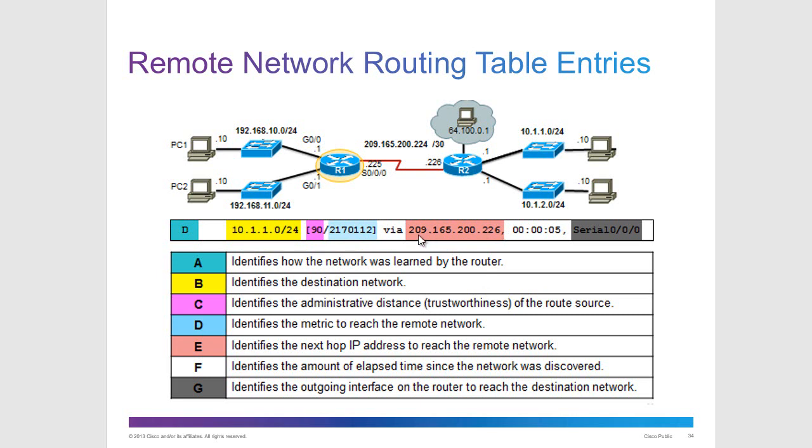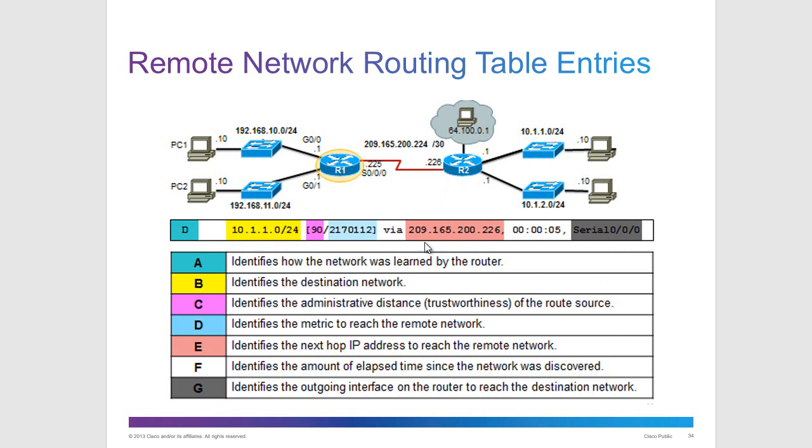We talked about this via. That's going to be the router that you learned the network from, and the next hop basically along the path of your network. So in order to get to the 10.1.1.0 network here, I have to go through this interface here, the 226 interface. So that's your next hop, also the router you learned about this network from. And then you have your interface out here at the end.